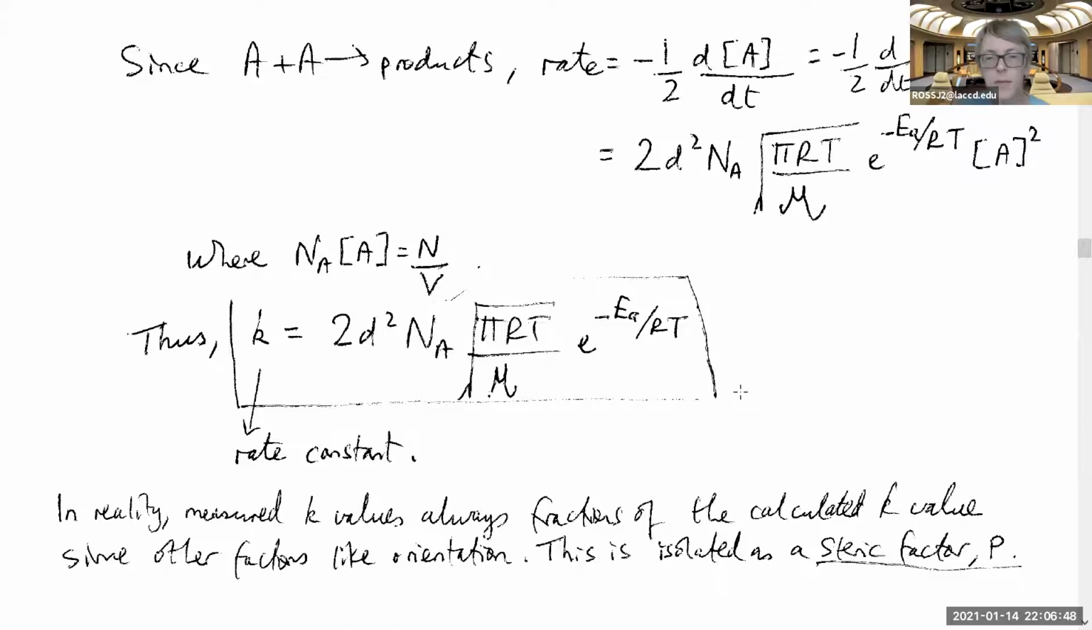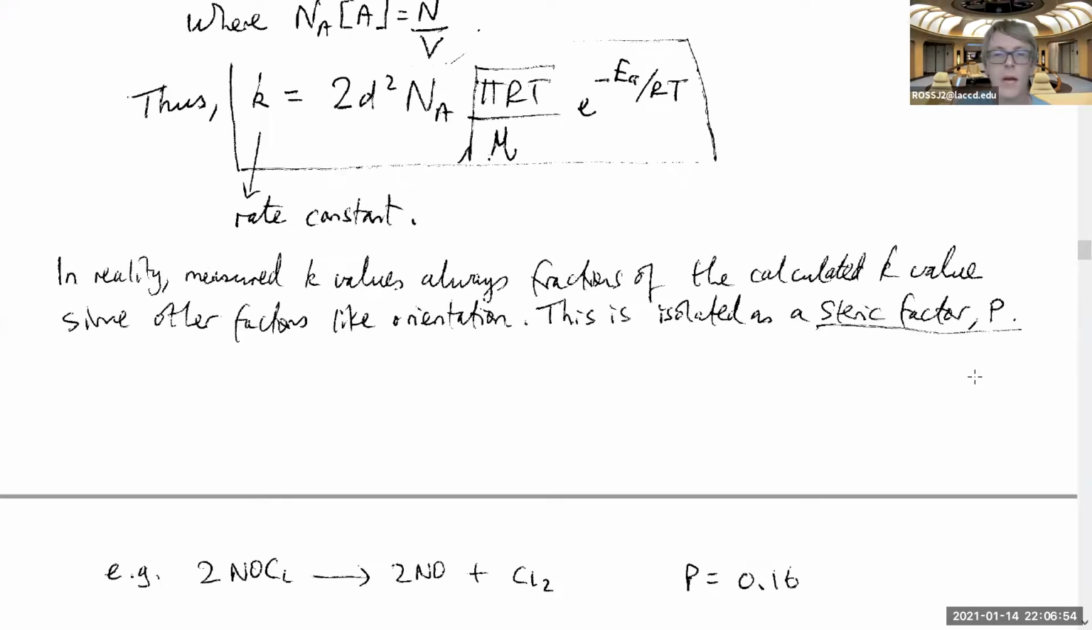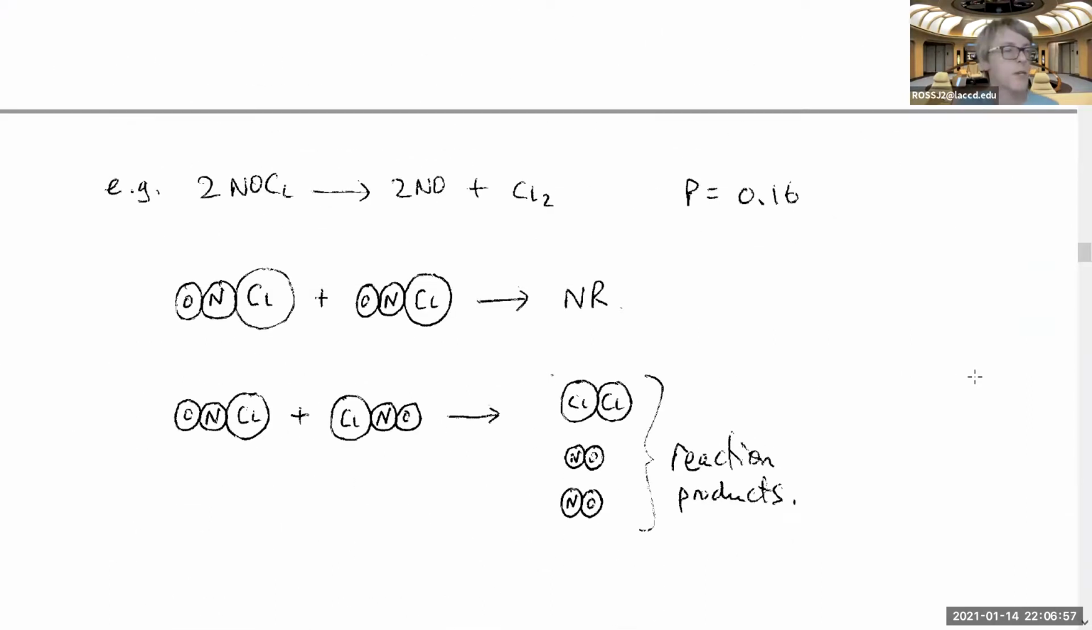So let's go back to our initial offering. Okay, so we have k, it looks like that. And then we can just mention briefly the steric factor. So here, okay, the steric factor here is 0.16. So let's say we have two lots of NOCl, which decays to give two lots of NO plus Cl2.